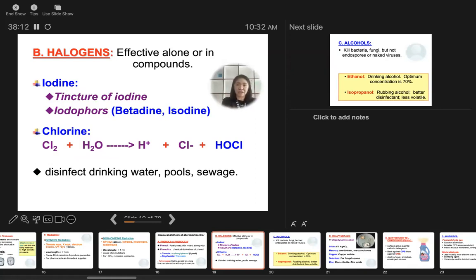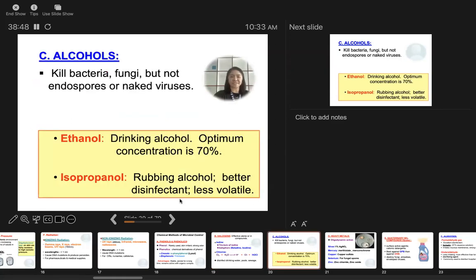So chlorine is a disinfectant. When chlorine is added to water, it would release hydrogen ions and chloride. And it would also release hypochlorite, which is your bleach. Sodium hypochlorite is really what bleach is, but this is a component as well. Very useful in disinfecting your drinking water, your sewage, and of course, swimming pools. So this is what we use for cleaning.